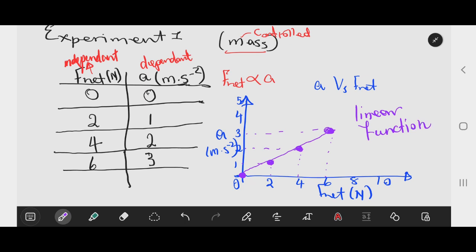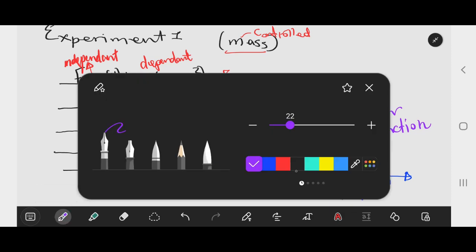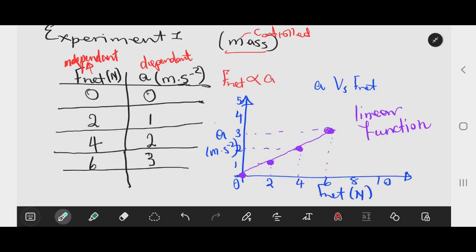And we can see that the acceleration is directly proportional to the net force. When the net force increases, the acceleration is also increasing. Okay, so now we have two variables which are appearing on this graph. First, we have the acceleration, and second, we have the net force, right?